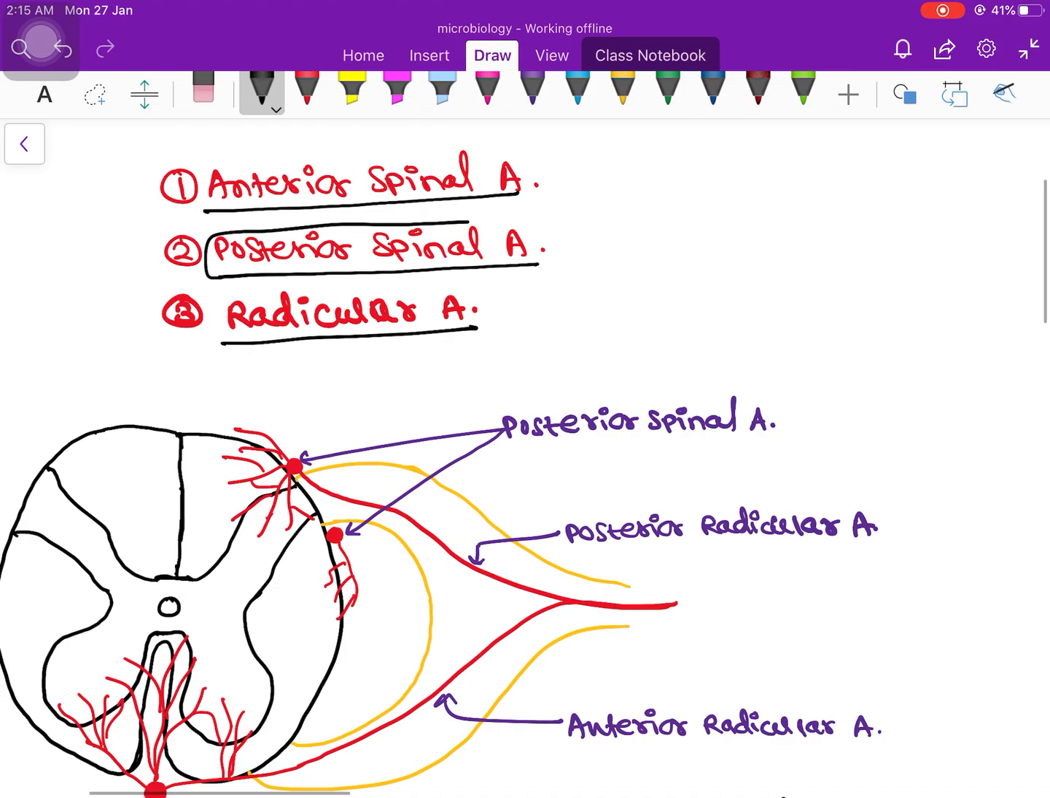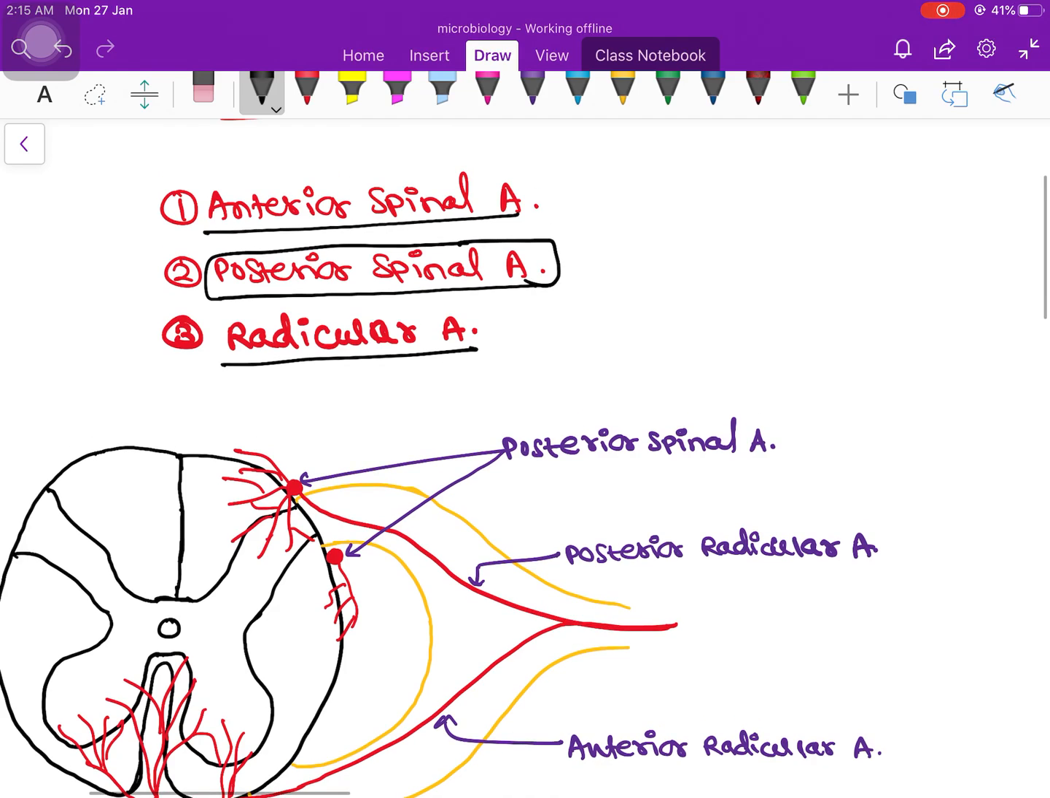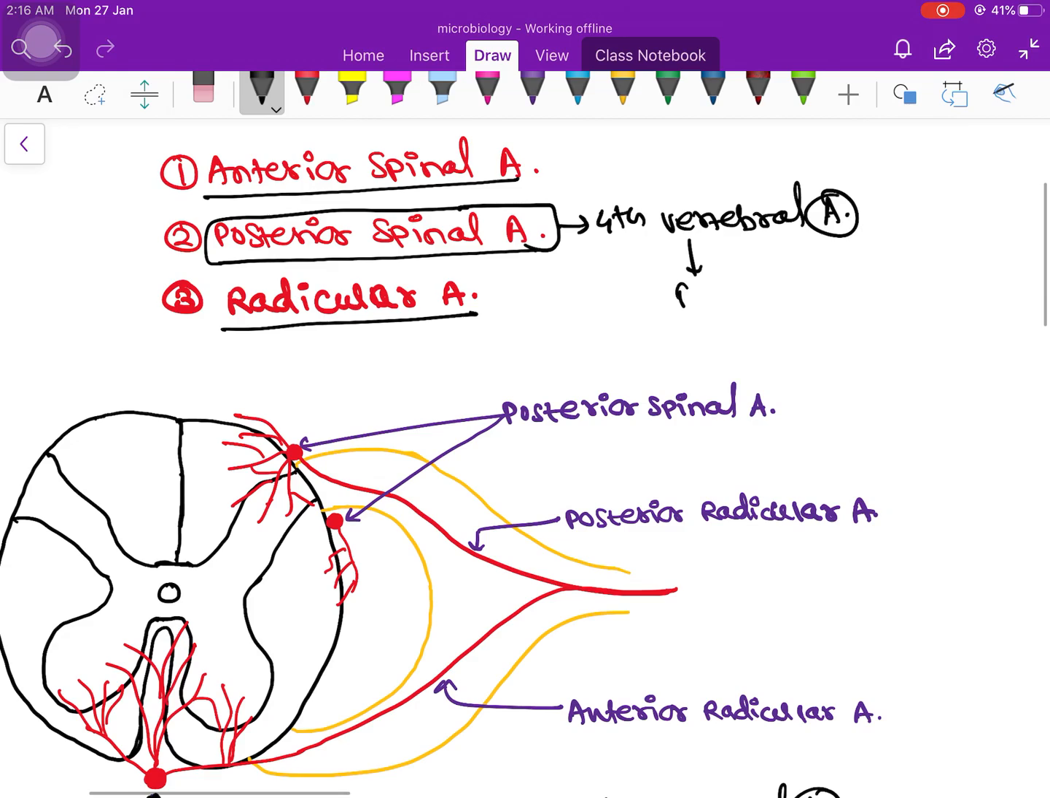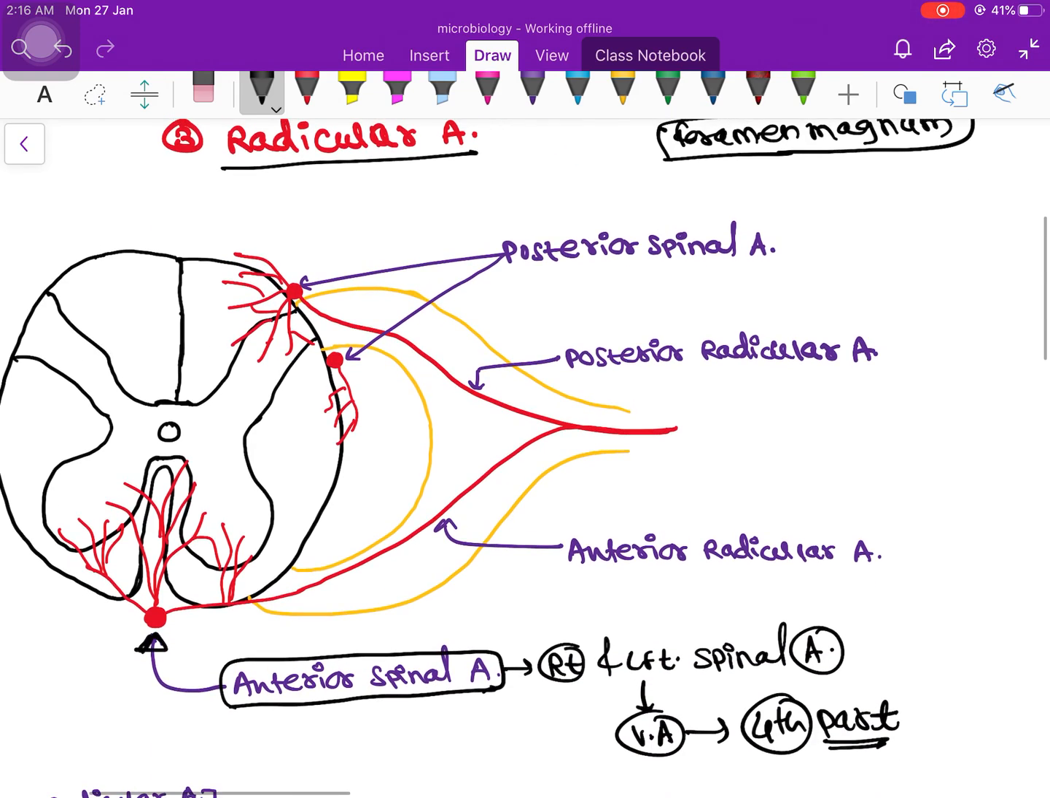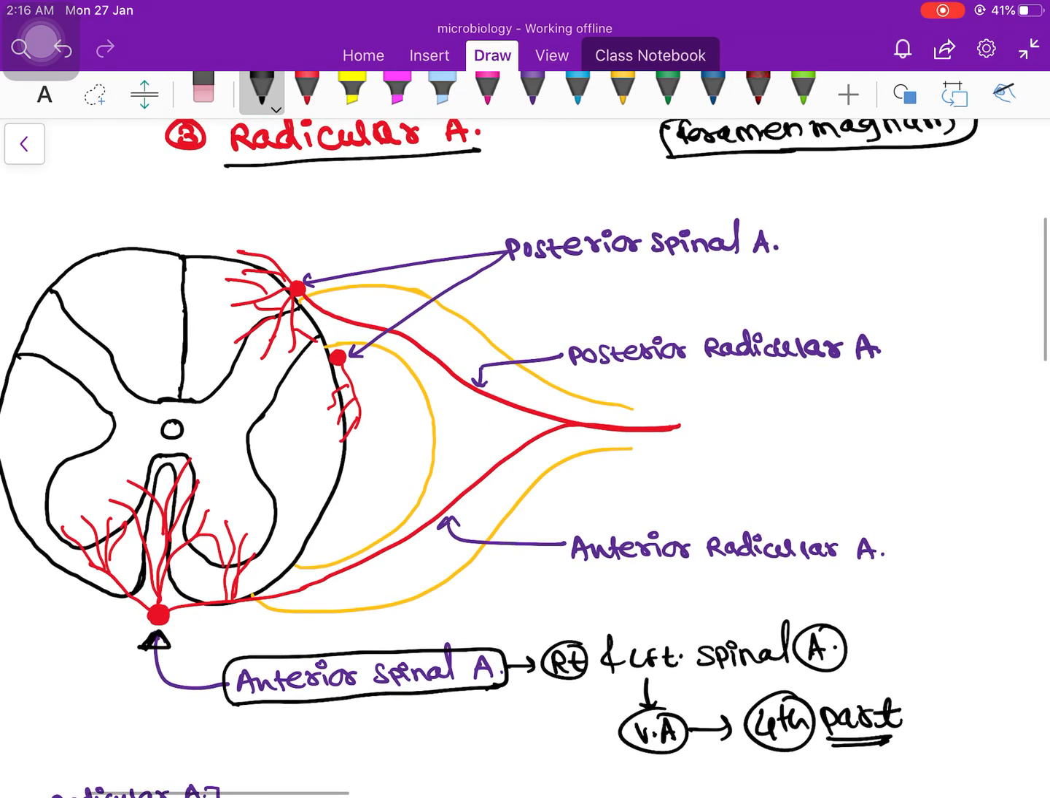The second is posterior spinal artery. This posterior spinal artery is also formed by the fourth part of vertebral artery, and it runs down through the foramen magnum, and there are two posterior spinal arteries. So one artery runs down behind the dorsal root and one in front of the dorsal root.